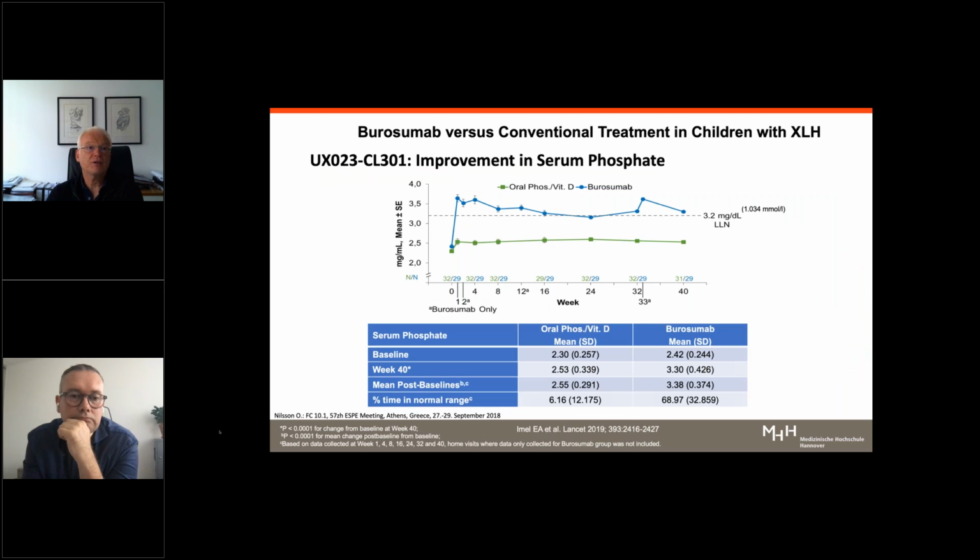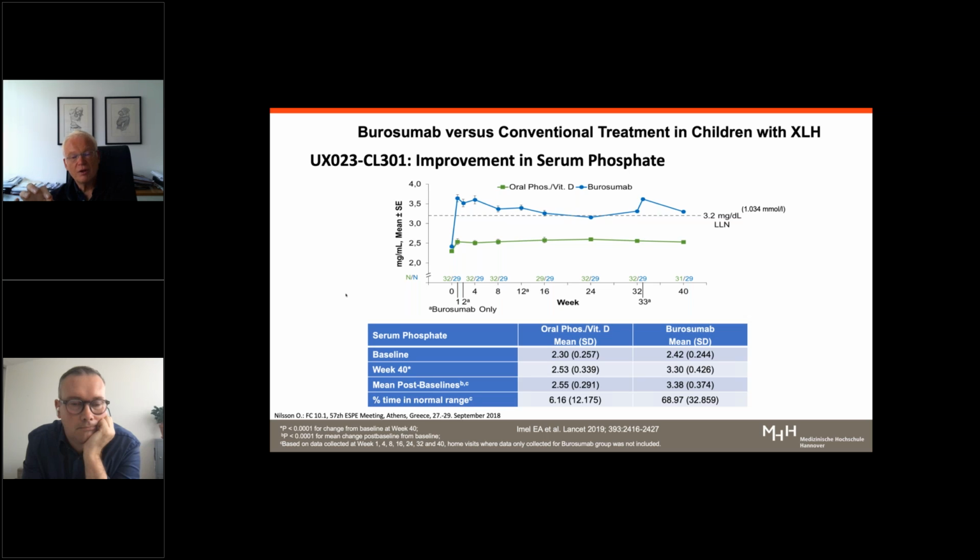So meanwhile, there's a head-to-head study where the treatment of children aged between 2 and 12 years at start was compared between children just receiving conventional treatment and those with burosumab. And as you can see, the serum phosphate levels were quickly raised up into the lower normal range by burosumab. Please notice, if you look at week 40, that the mean phosphate level was just a little bit above 3.2 milligram per deciliter, which is the lower normal range. That means in this trial, about 40% of the children had a phosphate level below the lower normal range.